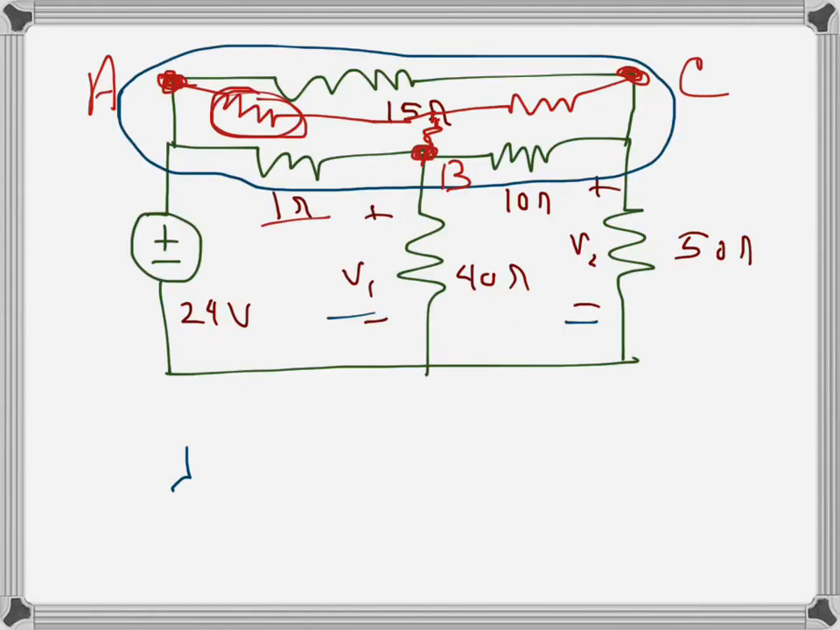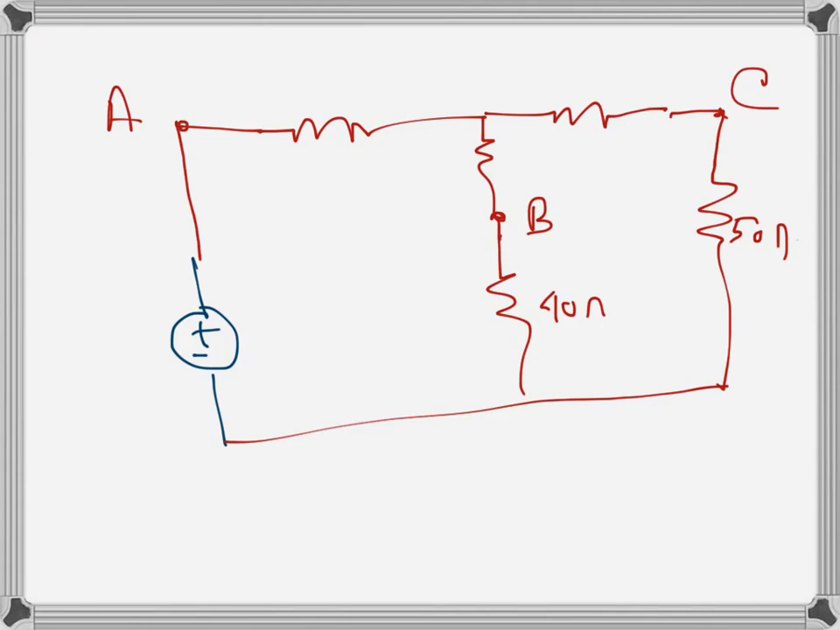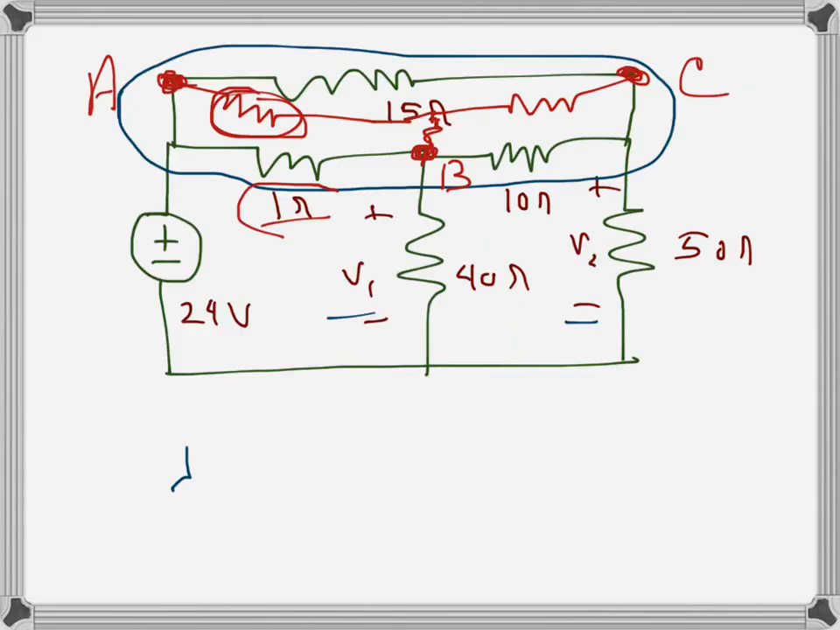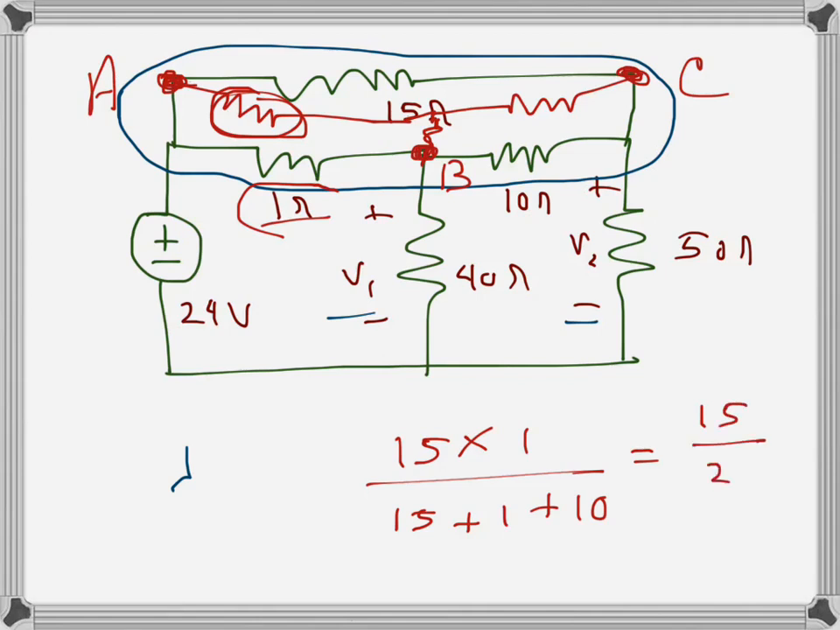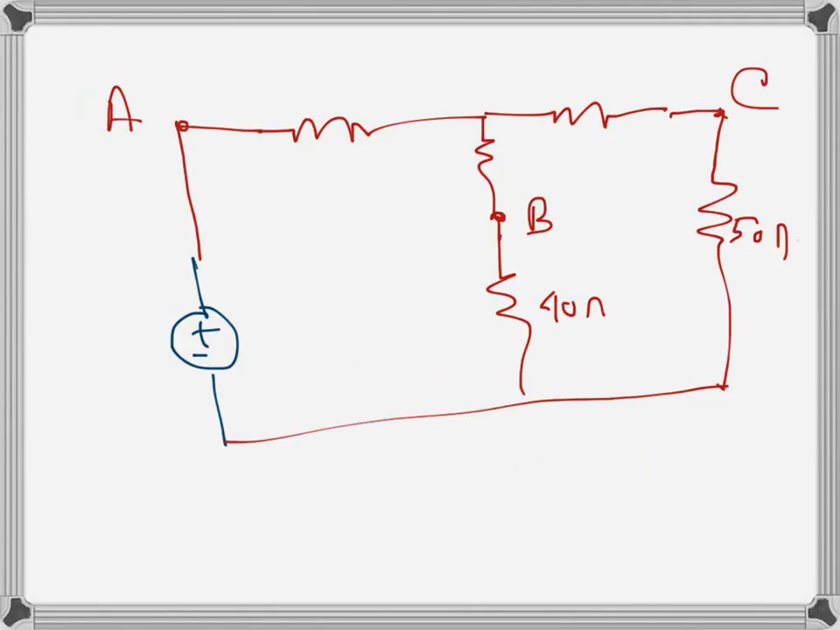At node A, the 1 ohm resistance and the 15 ohm resistance are connected in delta. So in Y, the resistance connected to node A will be 15 times 1 divided by the sum of all three, so 15 plus 1 plus 10. That's 15 over 26. So that will be this value, 15 over 26.